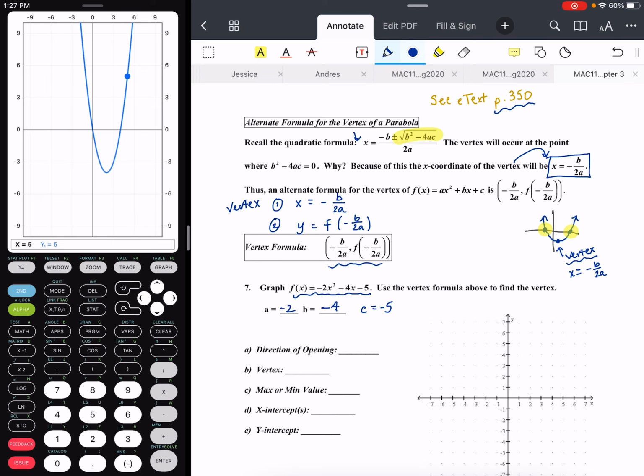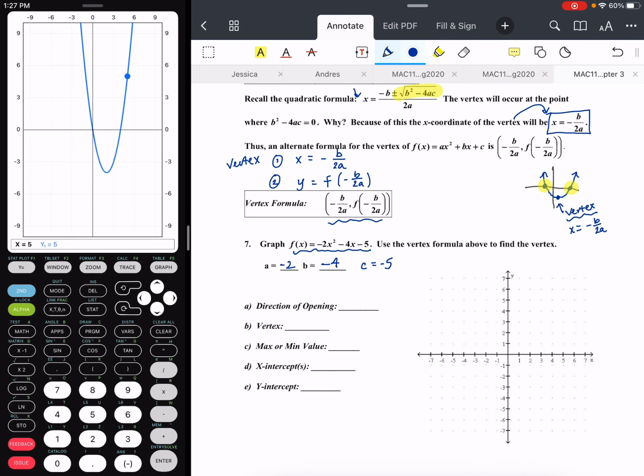All right, so if we want to break down this function and its graph, the direction of the opening, remember we used a before, and we're going to keep that same exact a. So a is still negative 2, which is still negative. So we're still going to have a downward facing parabola. So when we graph it, we're going to have a downward facing parabola because a is negative.